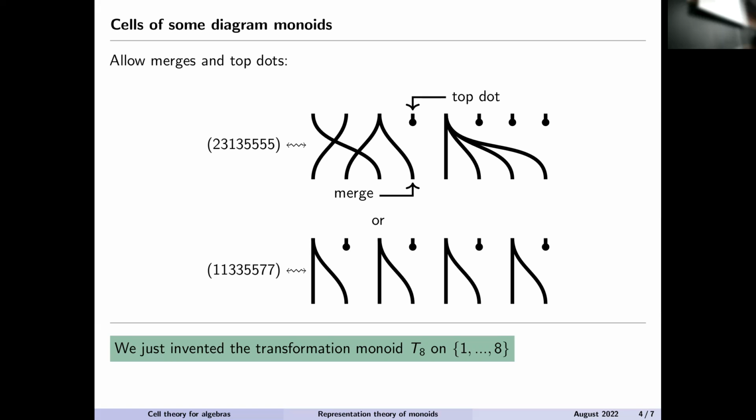Just a reminder. So this one is right, and 2 is not in the image. And these are the pictures you get. The second one in one-line rotation: 1, 1, 3, 3, 5, 5, 7. Well, that's a transformation monoid. The proposition is exactly the same.